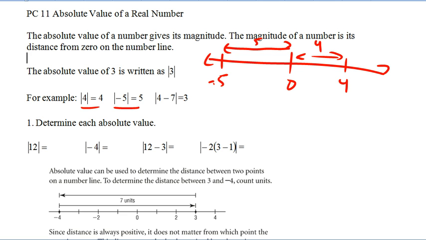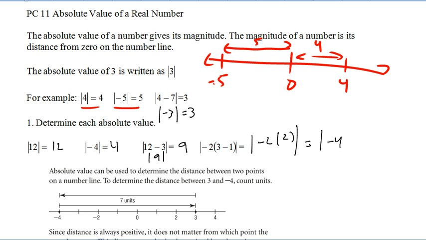So for our next example, we have 4 minus 7, which is the absolute value of -3, which is 3. The absolute value of 12 is 12. The absolute value of -4 is 4. The absolute value of 12 minus 3 is the absolute value of 9, which is just 9. And this time we have to do some brackets inside the brackets first. We end up with the absolute value of -2 times 2, which is the absolute value of -4, which is just 4.